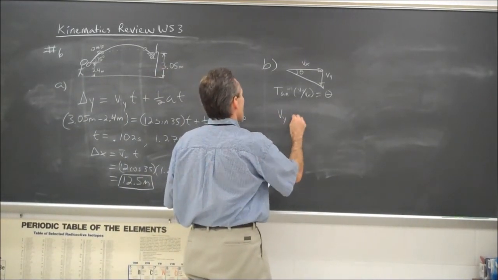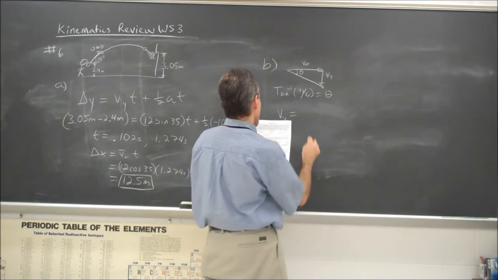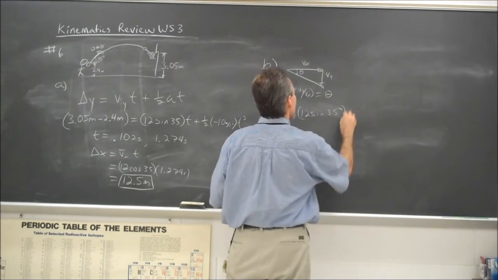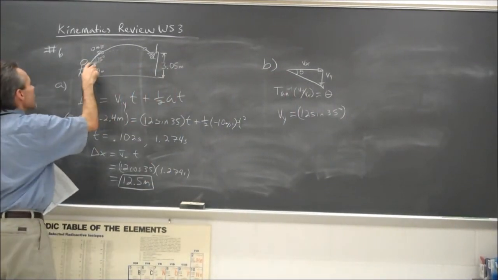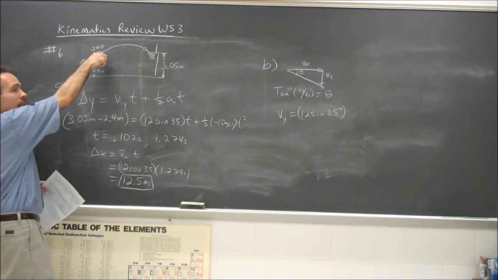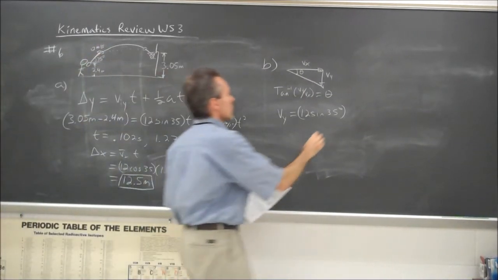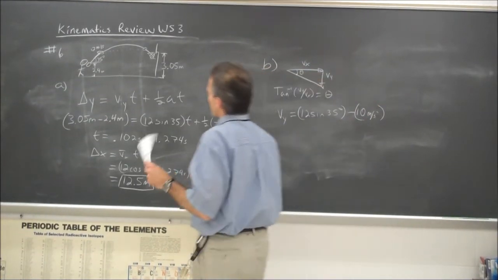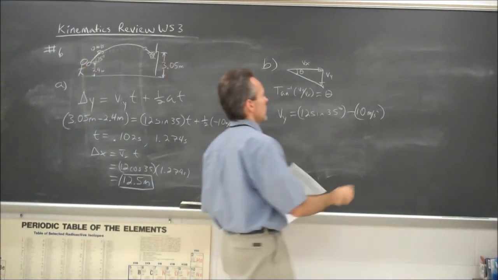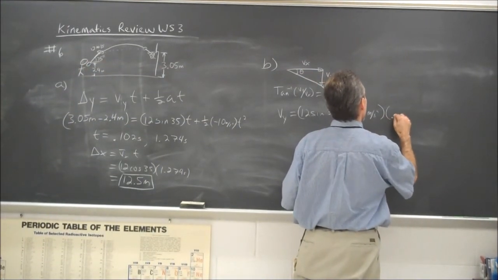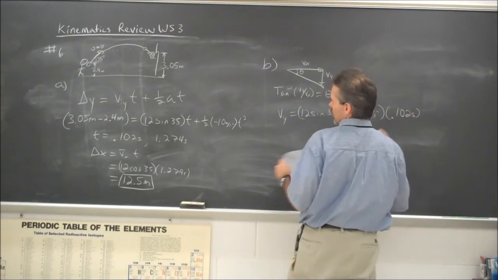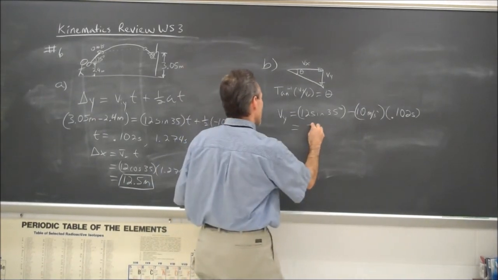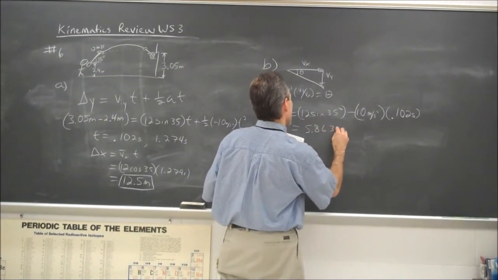The y component of the velocity is going to be equal to 12 sine of 35, but it's decreasing because of the acceleration. So it's going to be minus 10 meters per second squared times the time. I'm going to use this first time of 0.102 seconds. I could have used the other one; it doesn't really matter. When I figure out the speed here, I get 5.863 meters per second.